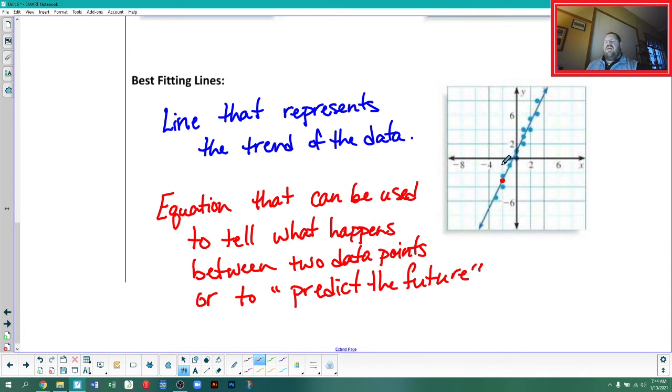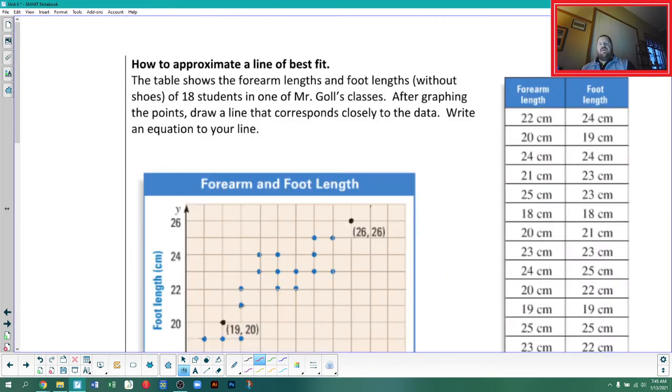The other one would be predicting the future, or the past. I can figure out what should happen at -10 or even -8. Where should this data point be at -8? Or even in the positive sense at +8, where should the data point be? So that's the power of trend lines: not only can we put a line on the graph, but once we have a line, we can find its equation and use that equation.